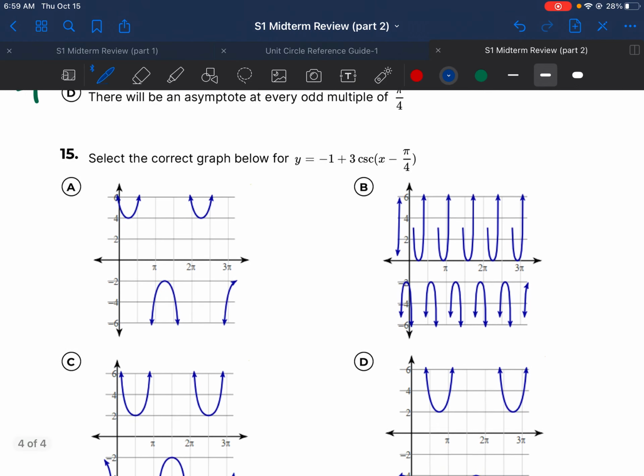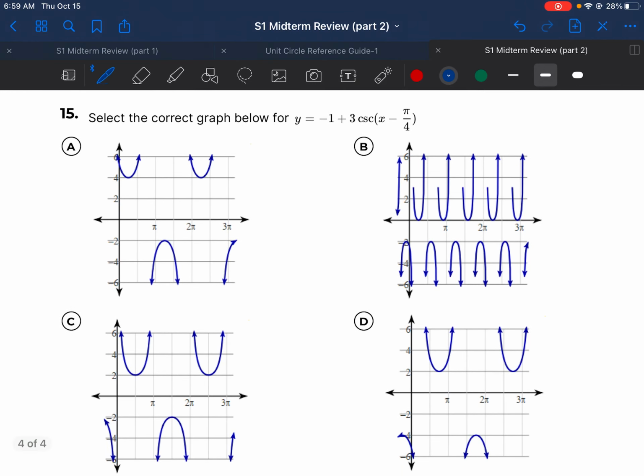All right, on to our last problem for our review here. Select the correct graph below for y equals -1 plus 3 cosecant of x minus pi over 4. Okay, so there are a couple options that we have here. Number one, we can take a look at the parent function for cosecant and try to select the correct answer by observing some transformations. We can also do ourselves a favor and try to eliminate some obviously wrong answer choices based off of some easy to pick out characteristics.